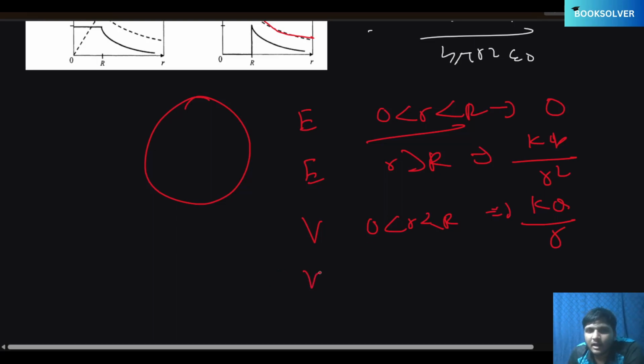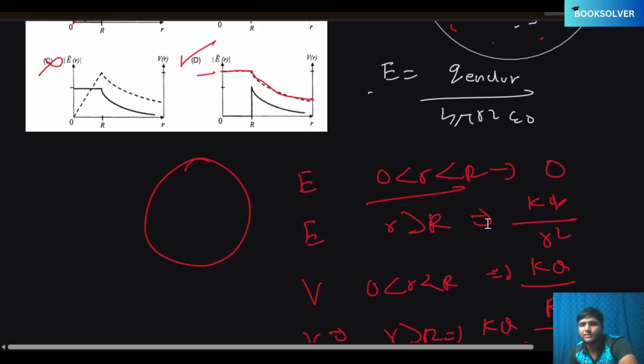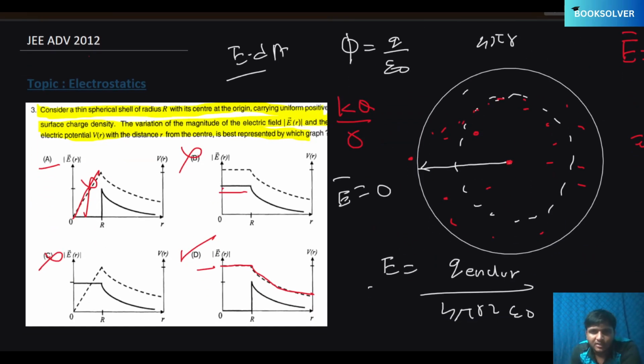The potential, kq by R, sorry, not small r, it should be capital R, is constant with the radius inside. And V for r greater than R is equal to kq by r here. This is the formula and you must remember it to quickly solve this kind of question. Thank you everyone.